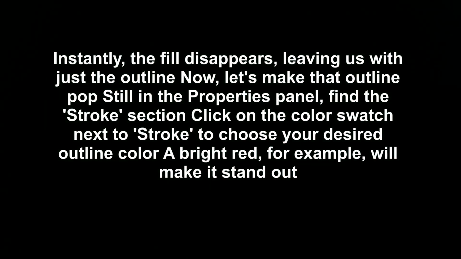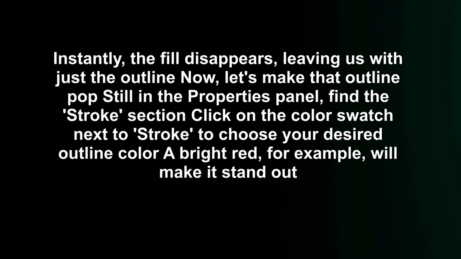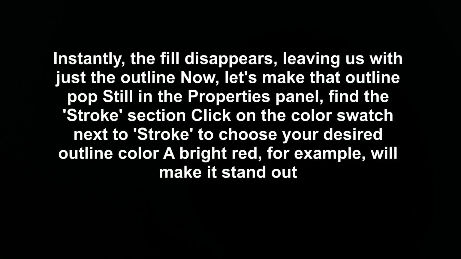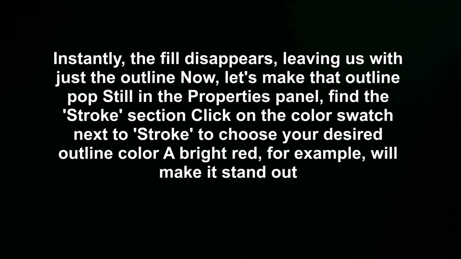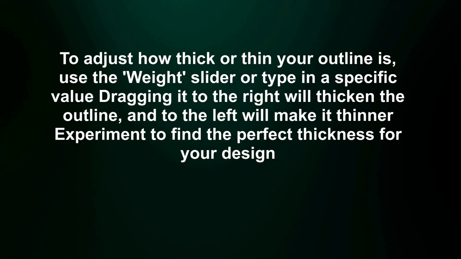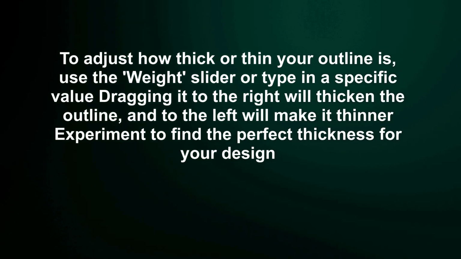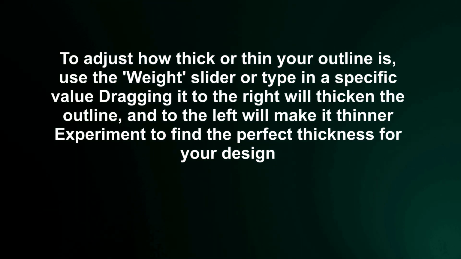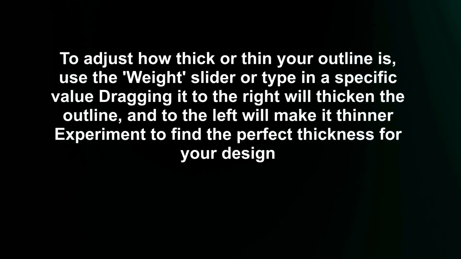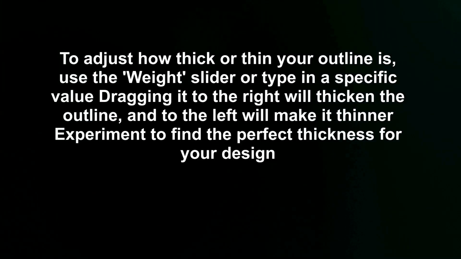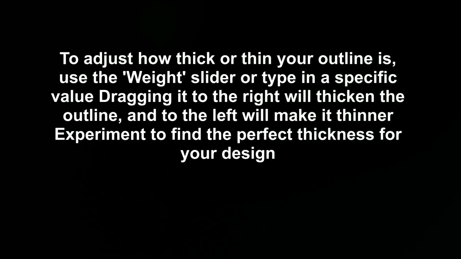Still in the Properties panel, find the Stroke section, click on the color swatch next to Stroke to choose your desired outline color. A bright red, for example, will make it stand out. To adjust how thick or thin your outline is, use the weight slider or type in a specific value. Dragging it to the right will thicken the outline, and to the left will make it thinner. Experiment to find the perfect thickness for your design.